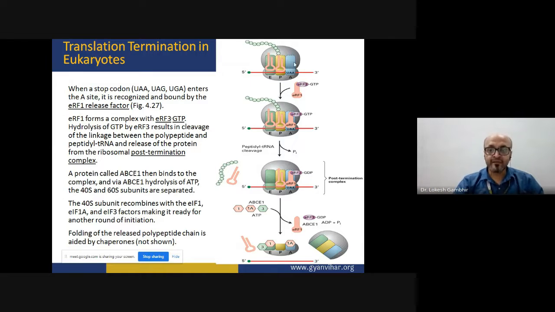So once the ribosome has encountered a stop codon at the A site, what is the next thing? The complex of eRF1 and eRF3 bound with GTP will come and bind on the A site. These two releasing factors will come and bind to the A site. Then they will cause the cleavage of the ester bond, which is between the amino acid and the tRNA.